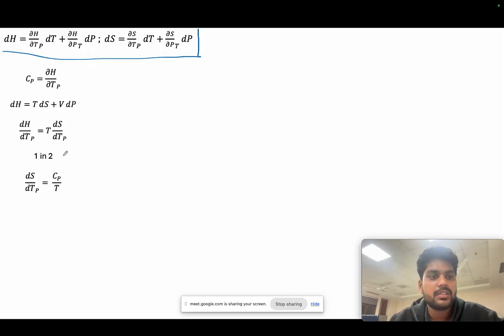Once we have this, we know that Cp equals dH by dT. So how did we get this equation? Can anyone tell me?